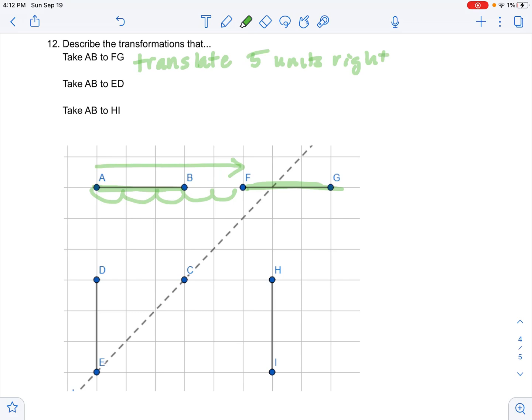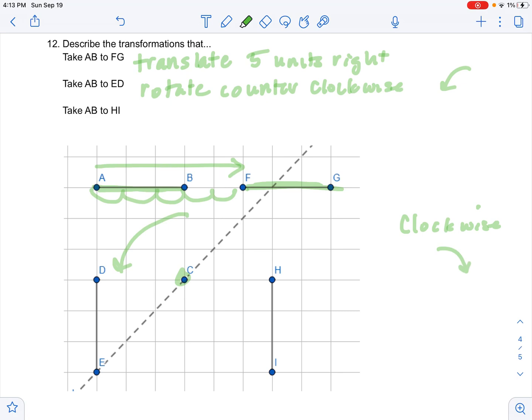Next one, take AB to ED. AB to ED is a rotation. This is actually rotated around point C, 90 degrees. And it's counterclockwise. So counterclockwise is that way. By the way, clockwise goes the same way a clock's hands go, like the clocks in the classroom. Clockwise is that way to the right. Let's see, rotate counterclockwise, 90 degrees.